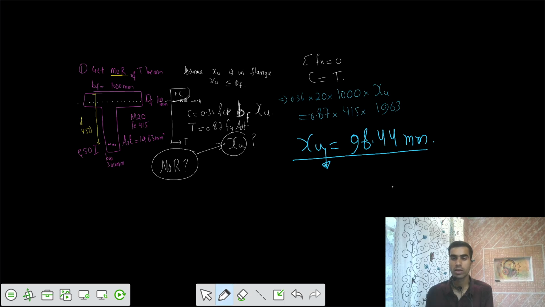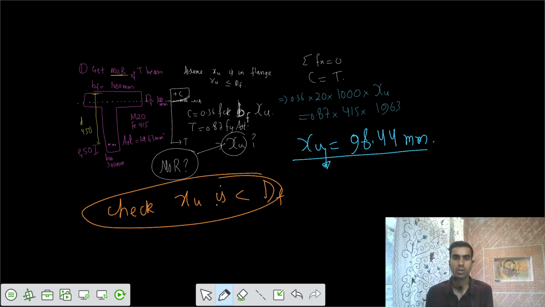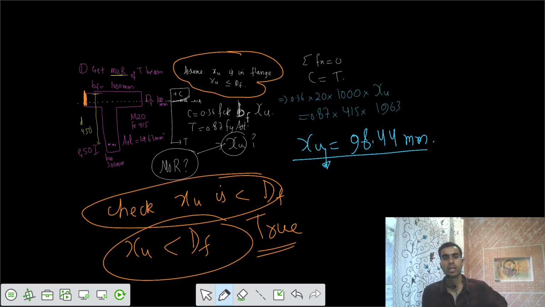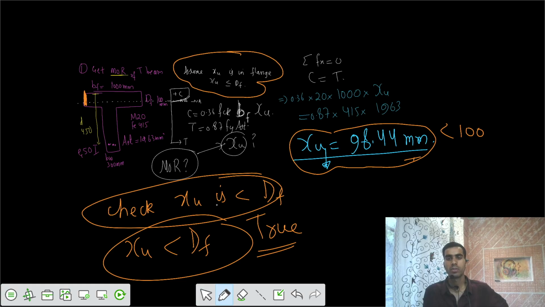Once I have the value of xu, I don't substitute it directly. I first have to check whether xu is less than DF. Your DF is 100, and your xu is less than DF, which means the assumption we made earlier is true, because we assumed the neutral axis is in the flange, and I got xu as 98.44, which is less than 100. So the assumption is true.